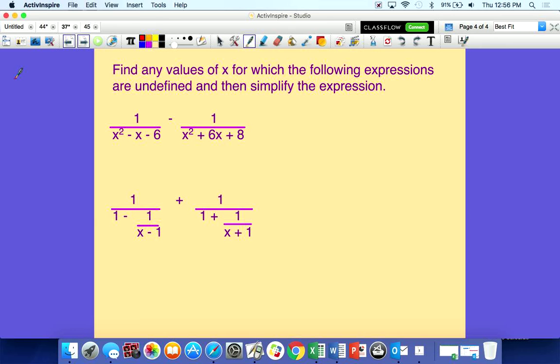Alright, one more page. Find any values of x for which the following expressions are undefined, and then simplify the expression. Alright, so we have to set the denominators equal to 0 here. This looks like it can be factored, so we're going to go x minus 3, x plus 2, which we'll have to do anyways. If we set this factor equal to 0, well, x would equal 3, so that tells us x cannot equal 3. This one would be a negative 2.